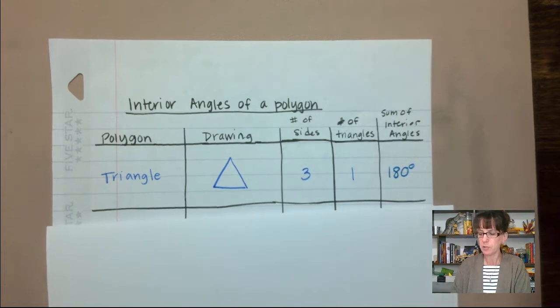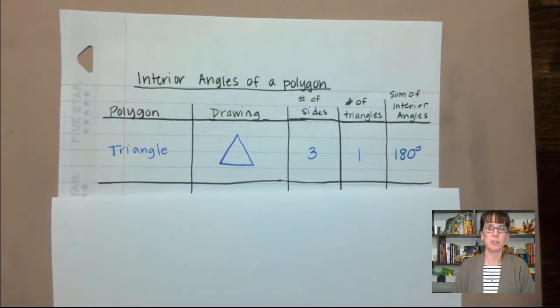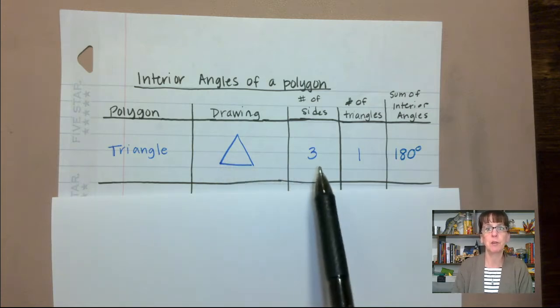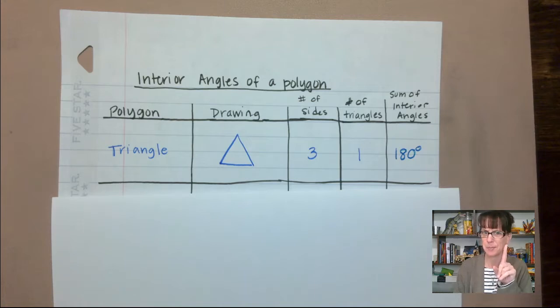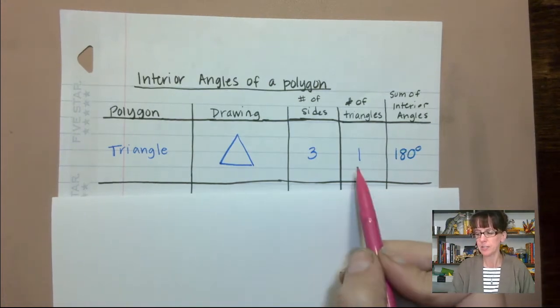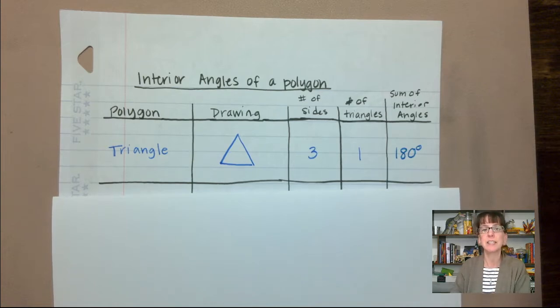All right, we're going to talk about a triangle. We've got a triangle here, a drawing of a triangle, that's what it looks like. It's got 3 sides, and the number of triangles within our triangle is just 1. That'll make a little bit more sense in a second. Remember, there's 180 degrees in a triangle, so that's going to be relevant here. Let's take a look at the next sided figure.